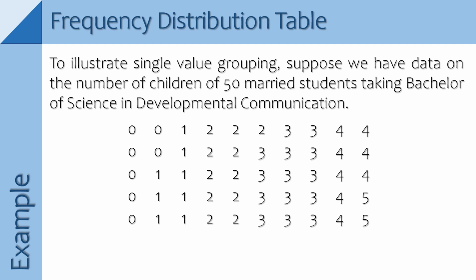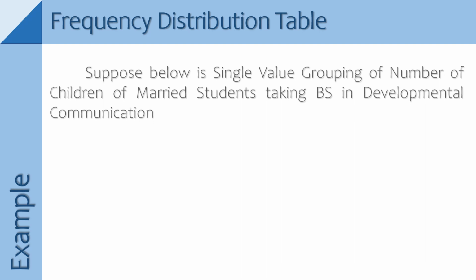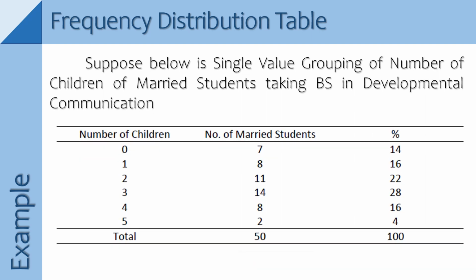Okay, so how do we do that? This is how we're going to do it. We have here three columns. For the first column, we have the number of children. We're going to write the data in distinct form. So we have 0, 1, 2, 3, 4, 5. So this number of children represents the raw data that we have a while ago.